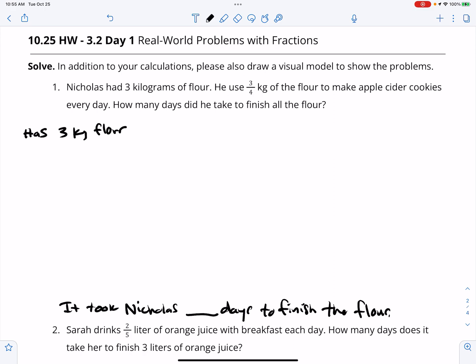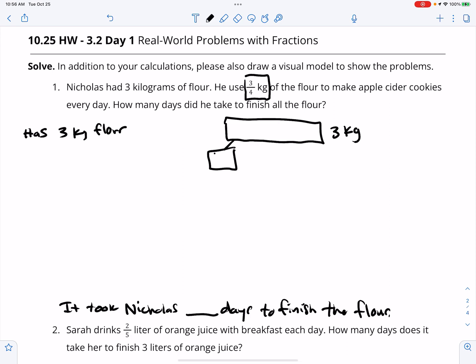And it looks like for each batch, he's going to use 3/4 of a kilogram. So that, to me, in my head, I'm going to do these at the same time. Like, I have this total amount of flour. It's 3 kilograms. And if I make one batch of cookies, it uses 3/4 of a kilogram. And so then I would be able to make another batch, which is another 3/4 of a kilogram, and I could make another batch, but I don't know how many of those batches I'm going to make.